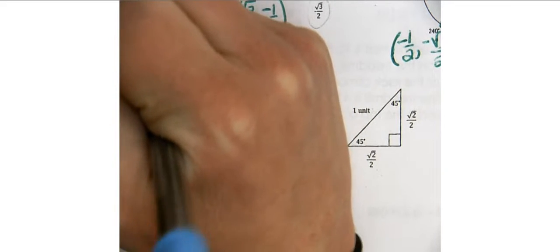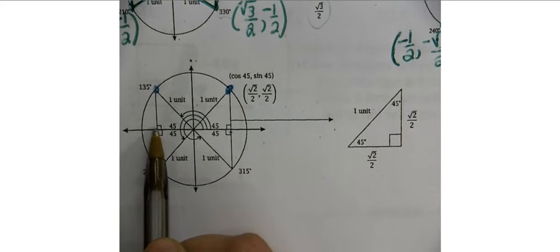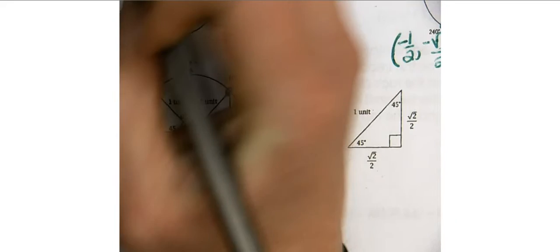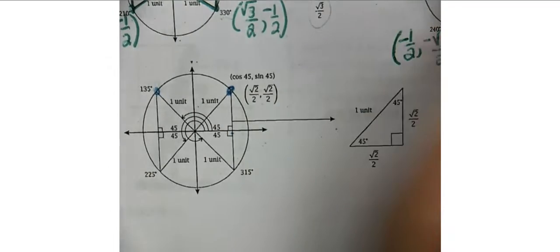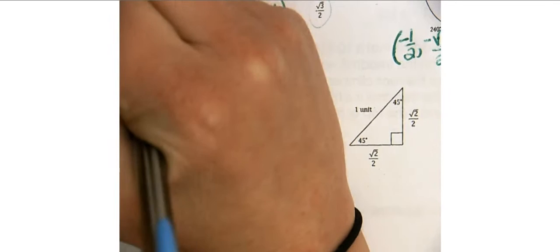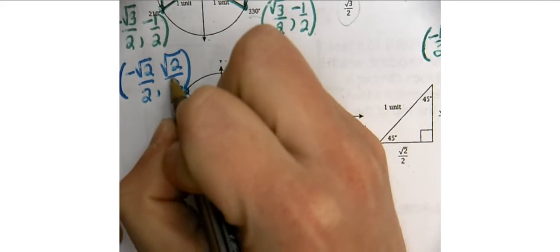So the ordered pair here, we're going to the left, which is negative square root of 2 over 2, then up square root of 2 over 2. Those are your side lengths of that special right triangle. And so I'm going to write negative square root of 2 over 2, comma positive square root of 2 over 2. And that is your ordered pair for 135 degrees.